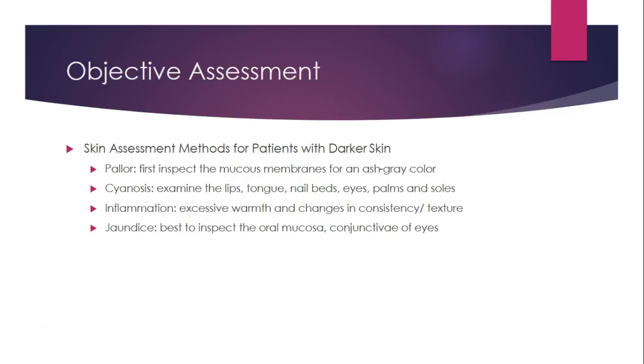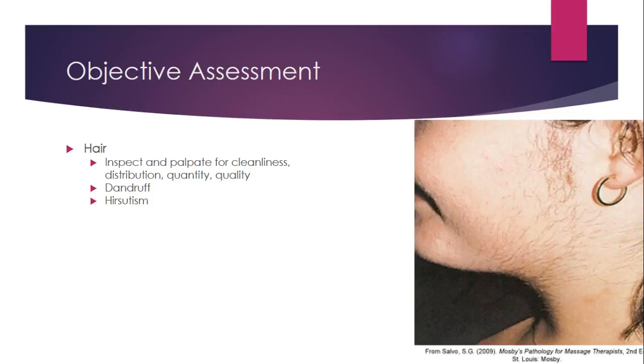For inflammation, we can see that there might be excess warmth and changes with that, maybe even a change of texture. And then for jaundice, once again, the conjunctiva of the eyes and the oral mucosa. Other things for hair would be to inspect and palpate, looking for cleanliness, distribution, quality, quantity, any dandruff, any lice, any fungal infections. This picture is a picture of hirsutism, where you've got an abundant growth of facial hair.